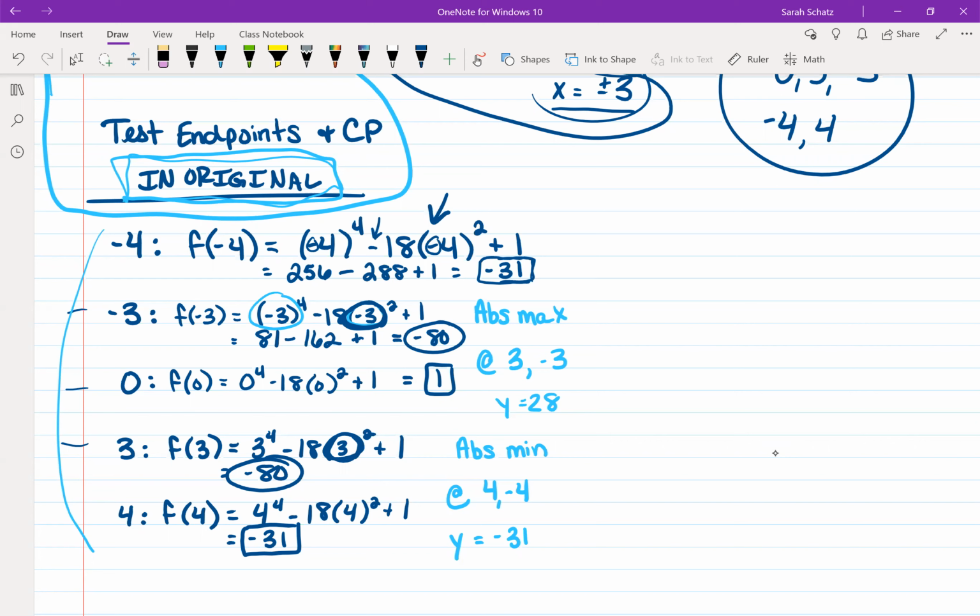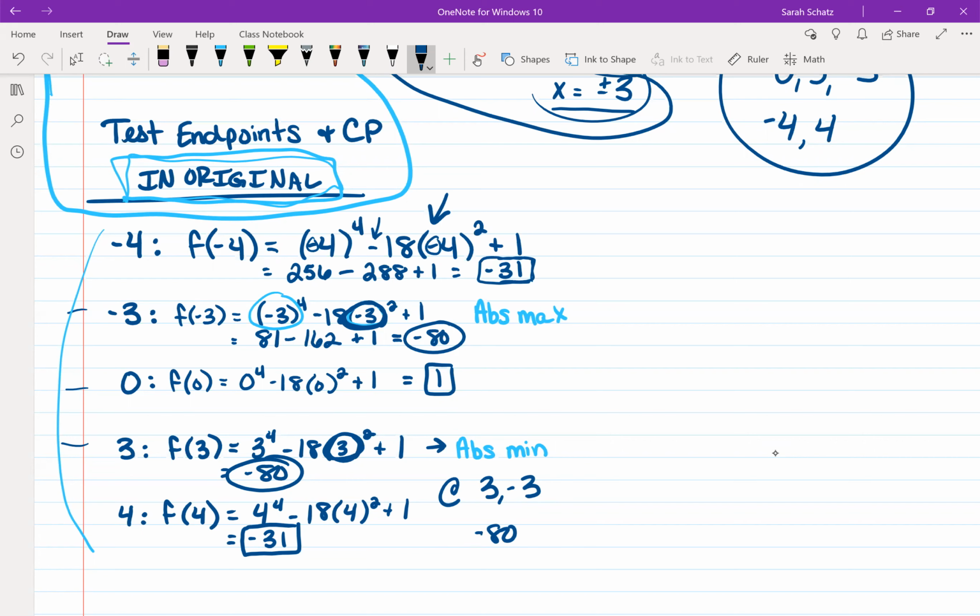Okay, so look what happened, guys. I forgot to square 3, and then my whole answer gets thrown off because look what happened. My values at 3 and negative 3 are now my absolute minimum values. They're now the lowest values. So let's fix that, you guys. Now our minimum values are the 3 and the negative 3. That's where they occur. The value there was negative 80.